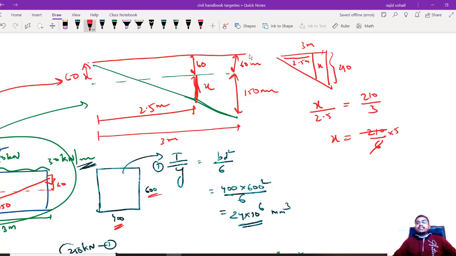6 cancels 210 how many times? 35 times. 35 into 5, that will be 175 mm, right? Simple calculations, right? So I got 175 mm is the x value, not this value, the complete x value. I got 175 mm. So what is this distance? How much will the distance be? So 60 is gone. This distance will be 115 mm. I hope it is very clear, right? So this distance is 115 mm.